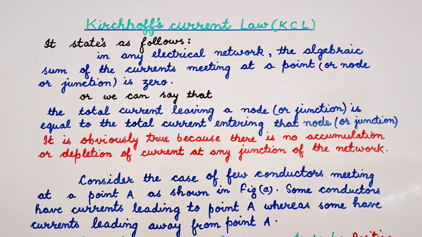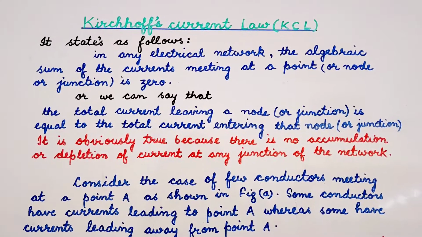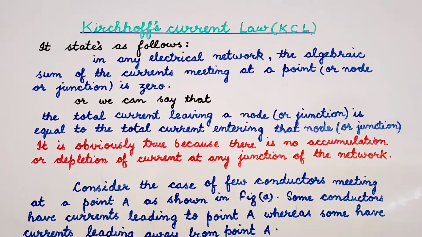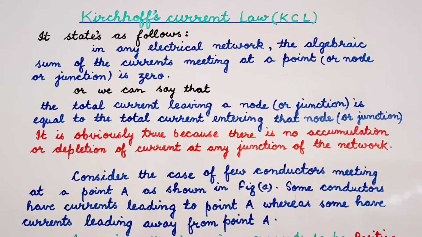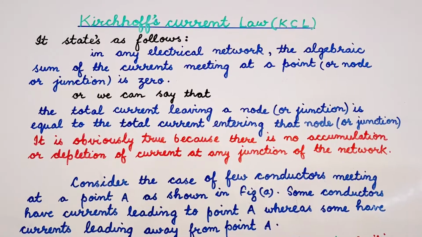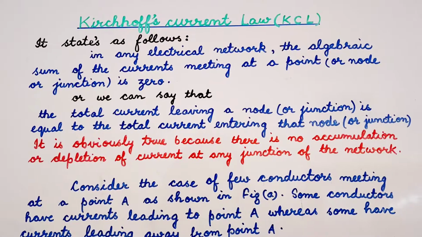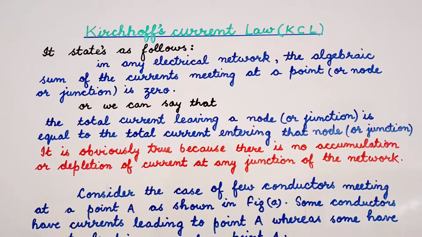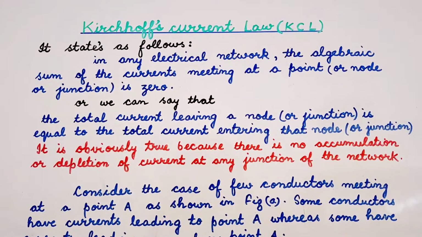Kirchhoff's current law states that in any electrical network, the algebraic sum of the currents meeting at any point or node or junction is equal to 0. Note that here we are using the word algebraic sum. We are not using the term sum. Algebraic sum means that we are taking the sum of all the currents considering the sign of the currents.